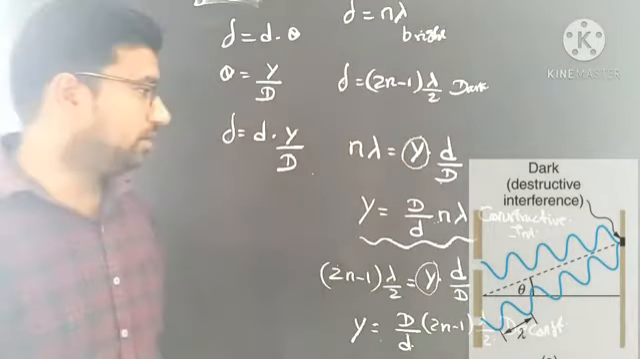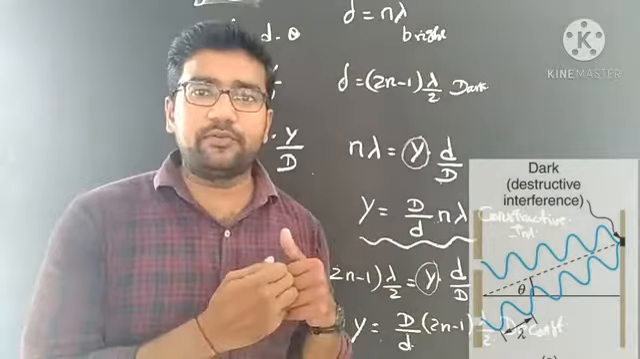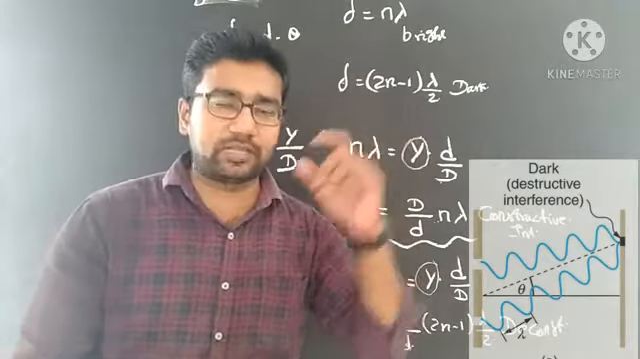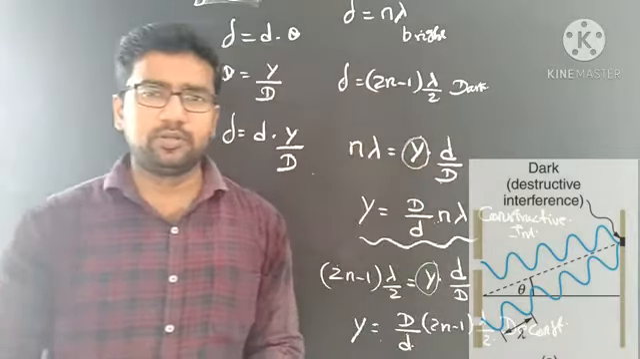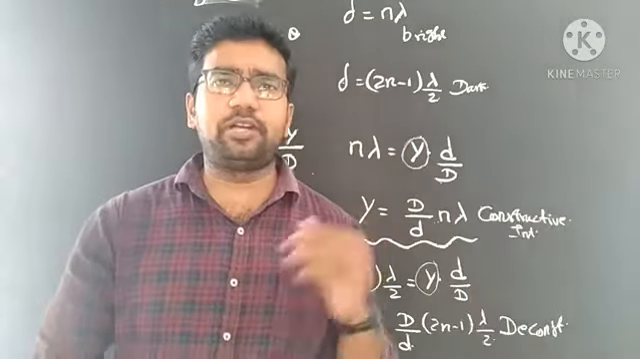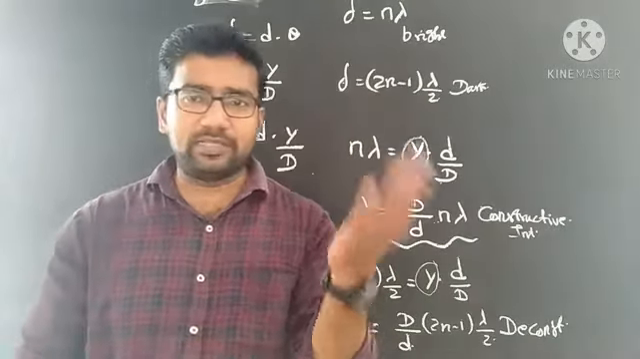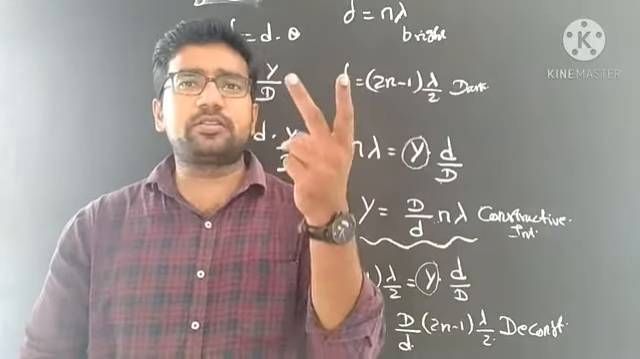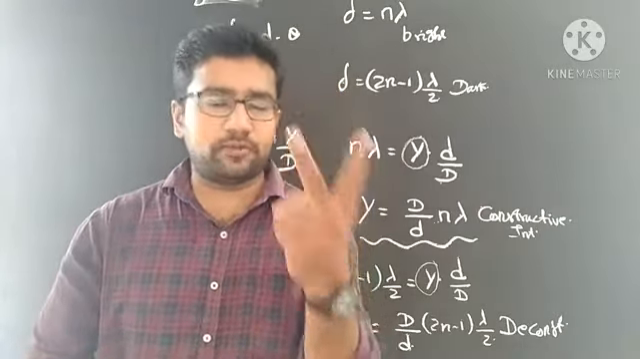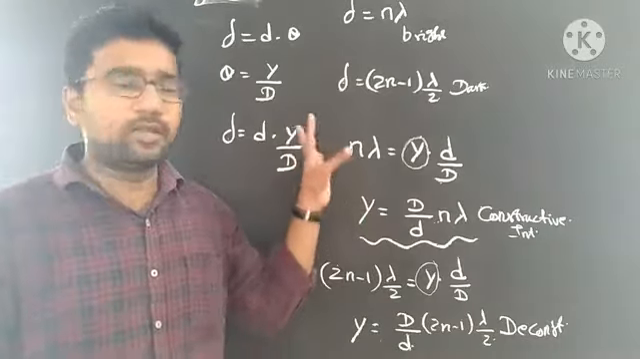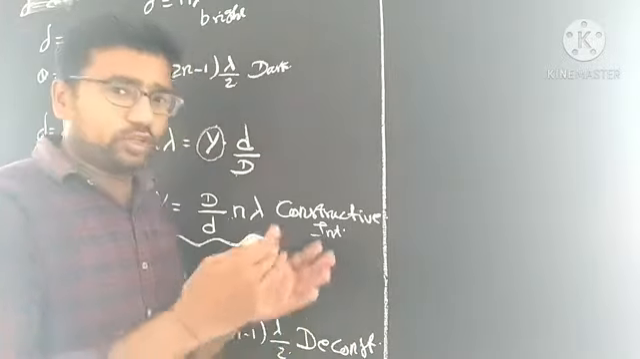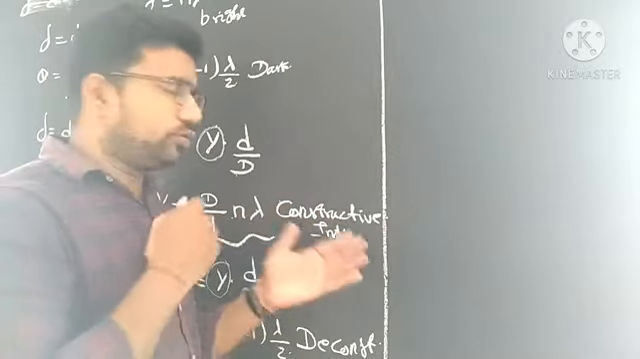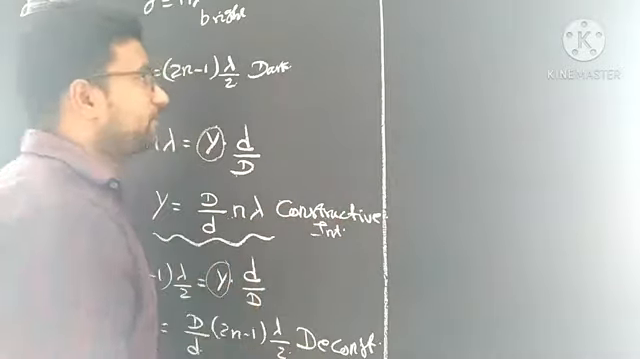Okay students, now we have the value of the position of the fringe. Now I am going to find the bandwidth value. What is the bandwidth? How will you define it? The bandwidth is defined as the distance between two consecutive bright or dark fringes. So the bandwidth is calculated from two adjacent or successive bright fringes.